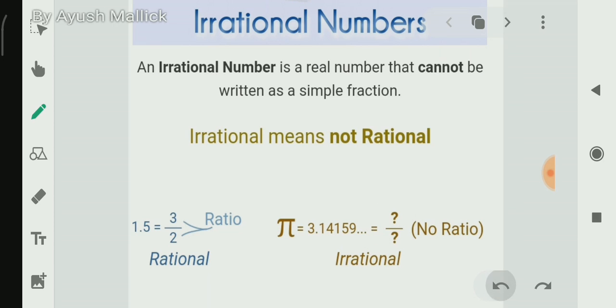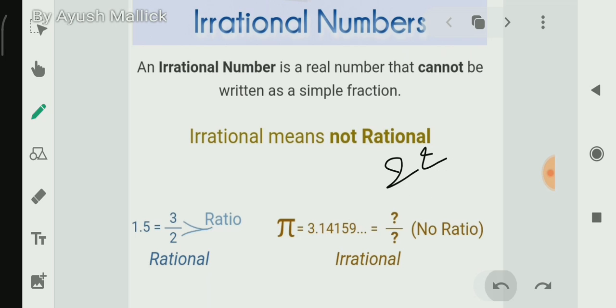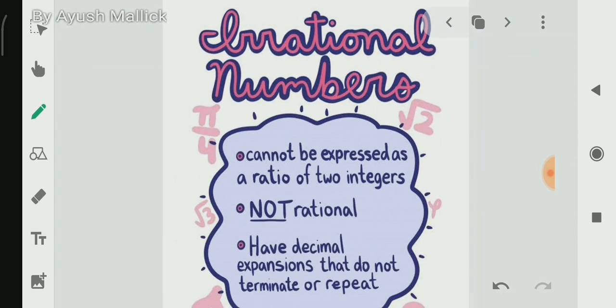Don't confuse it with 22 by 7. It is just an approximate value of pi, not the accurate value. This you should be clear about. We have not found the exact value of pi till now, so pi is considered an irrational number. Let us see different examples as well.